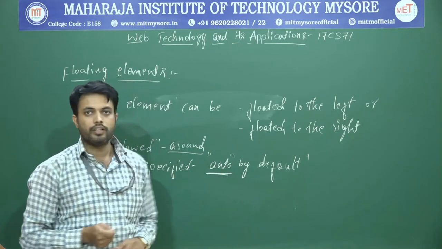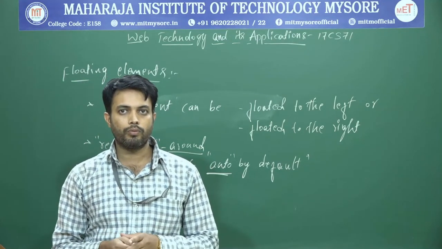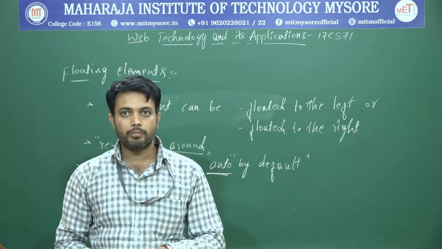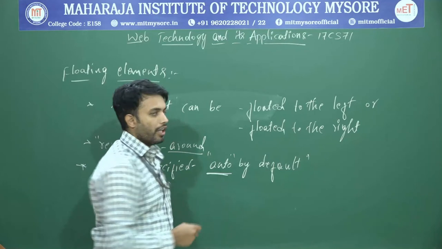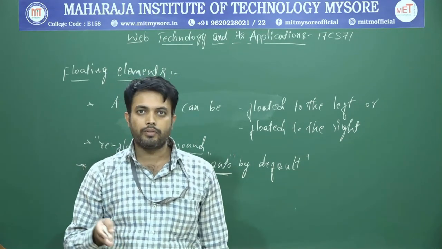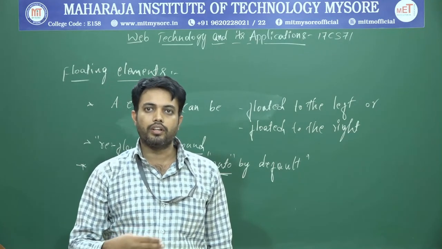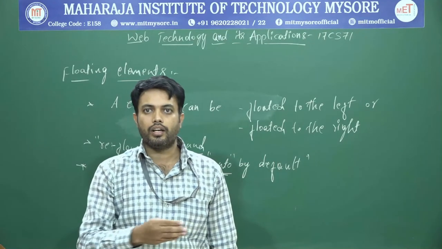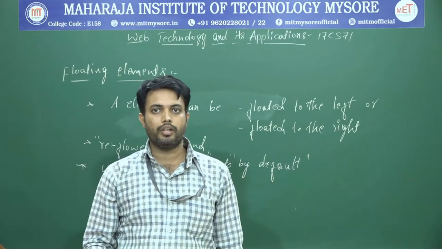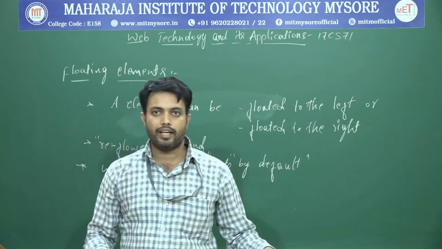So the float will occupy the entire width of the container. For example, if I define this floating element within a body, then the body is the container. Suppose I define the floating element within a form, or within an article, then the article width is the default width of the floating element. That means it will automatically occupy the entire width of the container.